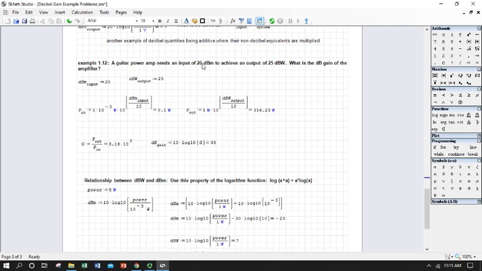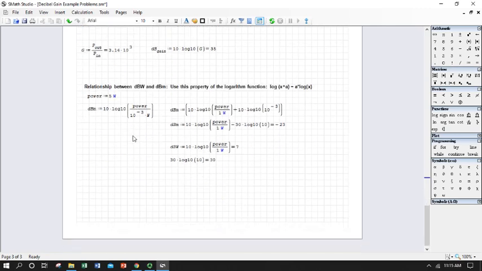But what we could do is derive for ourselves what's the relationship between dBm and dBW, because if we had that, then we could just add the overall power gain. So let's see if we can work that out. Let's scroll down to that, and I'll work that with an example of 5 watts.